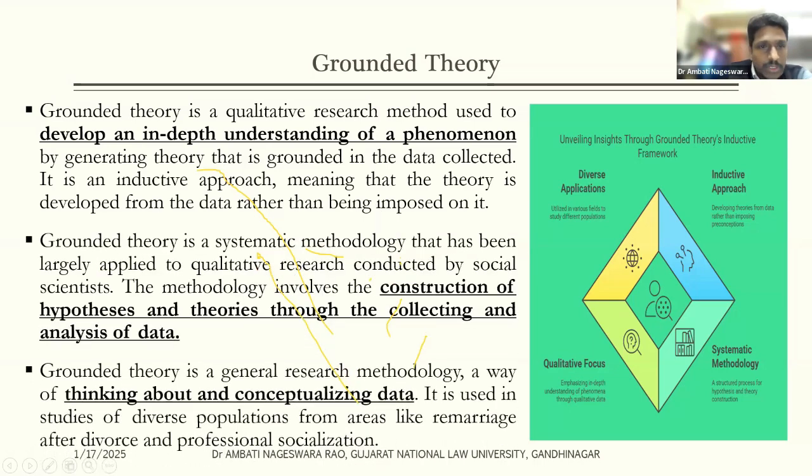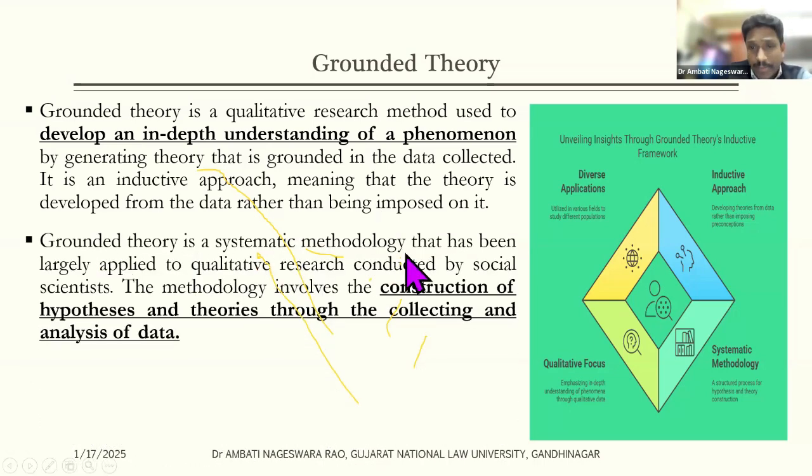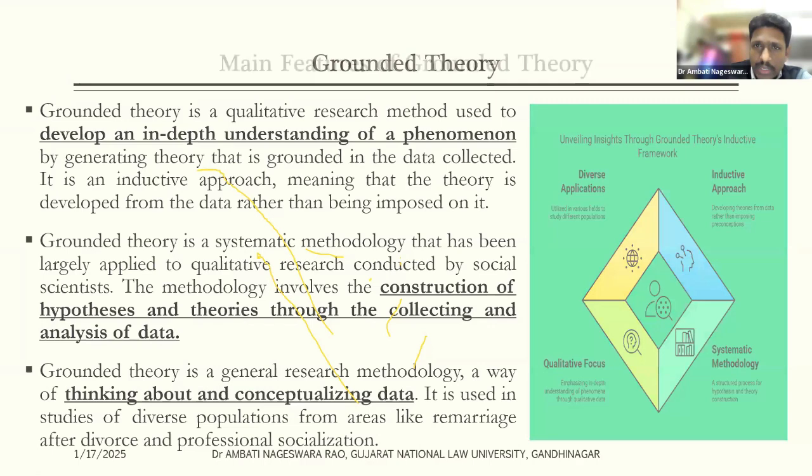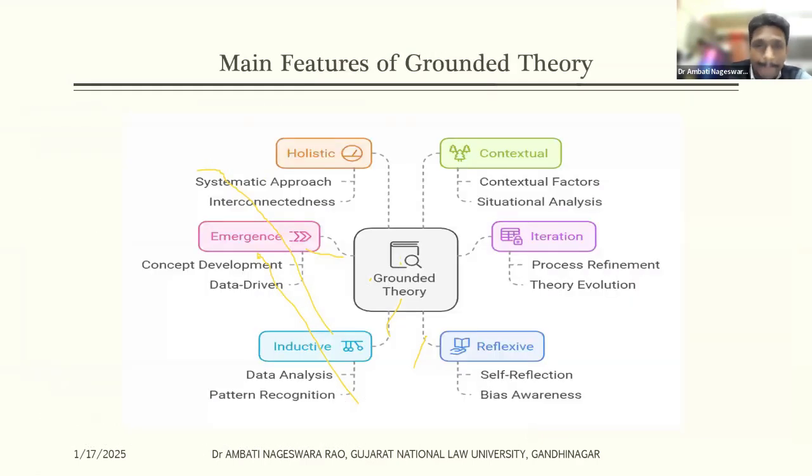Second, grounded theory is a systematic methodology that has been largely applied to qualitative research. It involves the construction of hypotheses and theories through the collecting and analysis of data. Grounded theory is a general research methodology, a way of thinking and conceptualizing the data. It is used in studies of diverse populations, in areas like remarriages, divorce and professional socialization. I'm going to talk about one or two case studies.